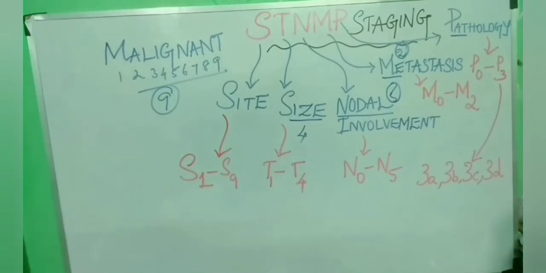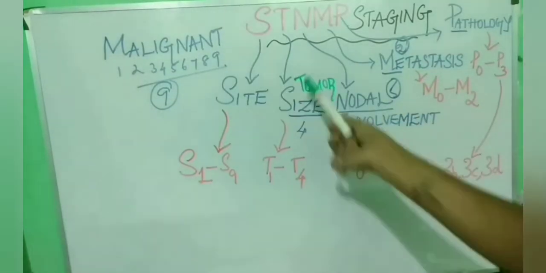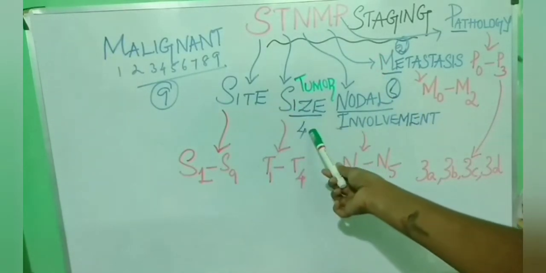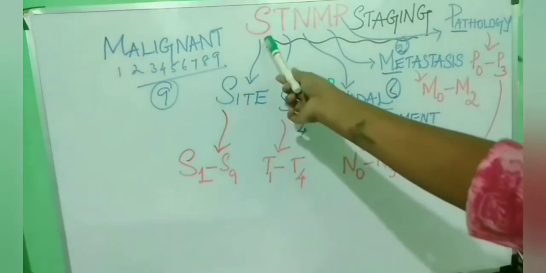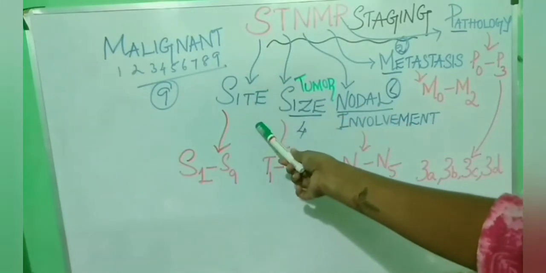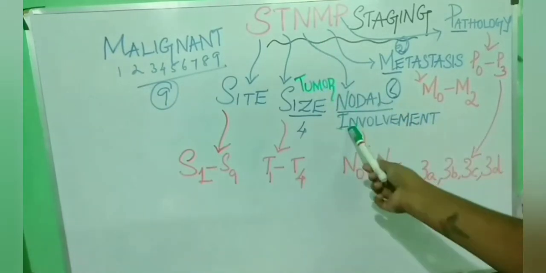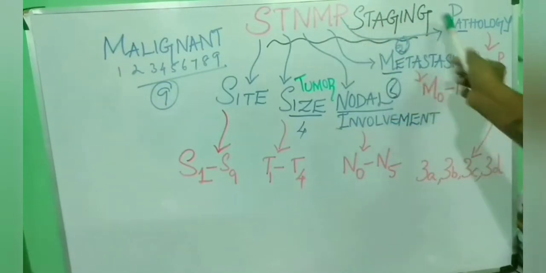Don't worry, I am here to help you guys to easily remember and memorize one of the most important frequently asked questions, that is nothing but STNMP staging. Basically, this STNMP staging looks at site of the primary tumor, size of the primary tumor, nodal involvement, metastasis and pathology. S stands for site of the primary tumor. T stands for tumor size. N stands for nodal involvement. M stands for metastasis. P stands for pathology.